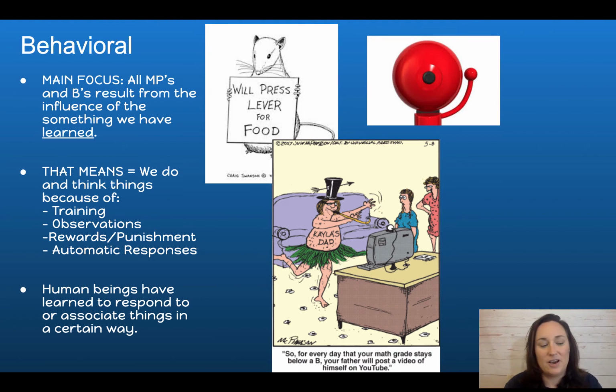Skinner uses the rat in a box, and if they push a button, they get a treat. They did it with a pigeon. If the pigeon pecks the button, they get a treat. So if I do this behavior, I have this consequence. So, I like that, I'll do it again.